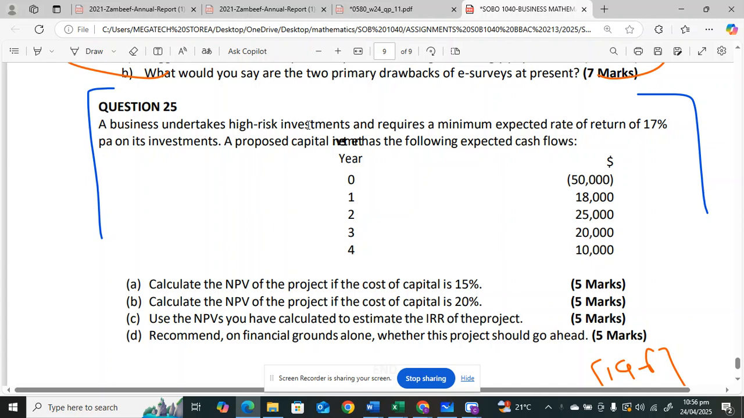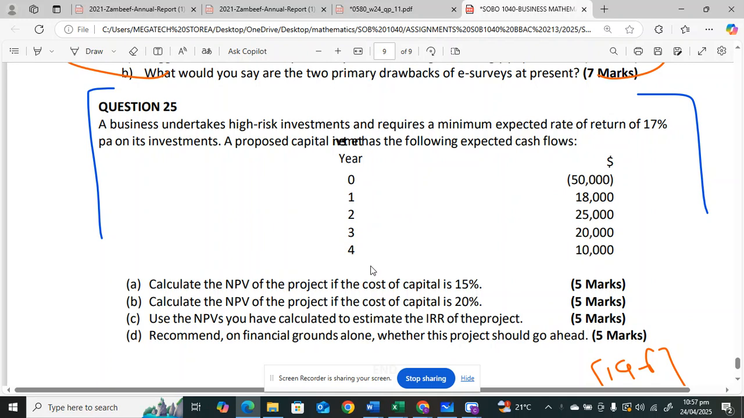A business undertakes high-risk investments at a minimum expected 70% cost of capital. The balance rate is... The project has the following expected cash flows. Year zero, negative 50,000, year one, year two, year three, year four.